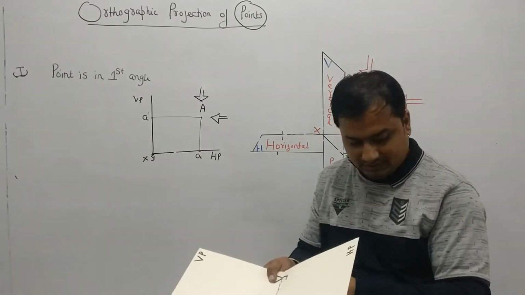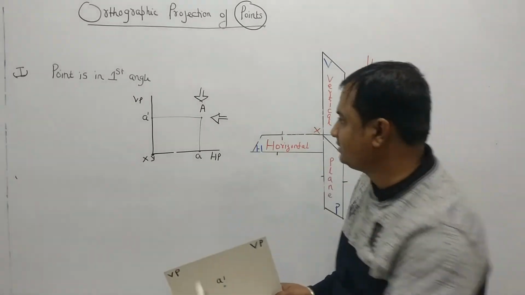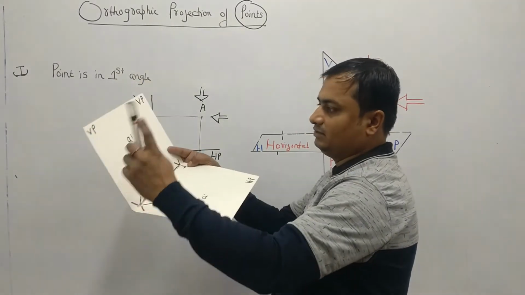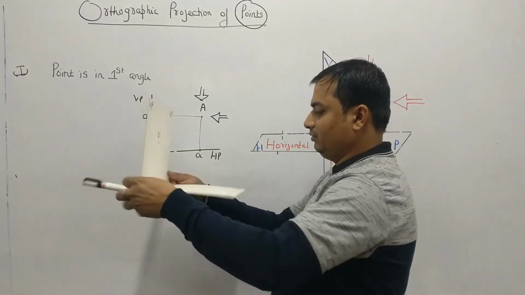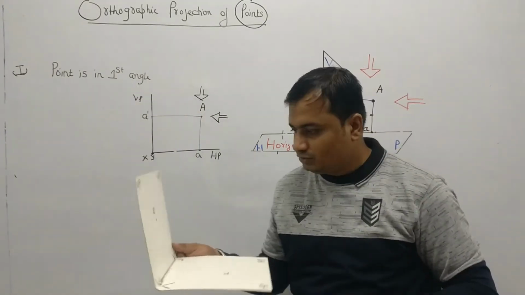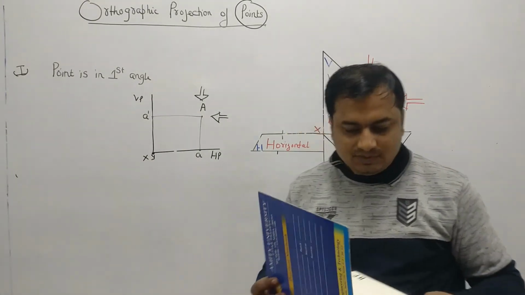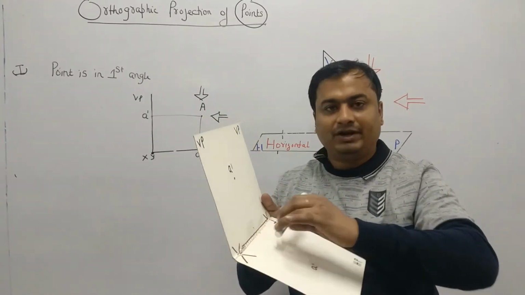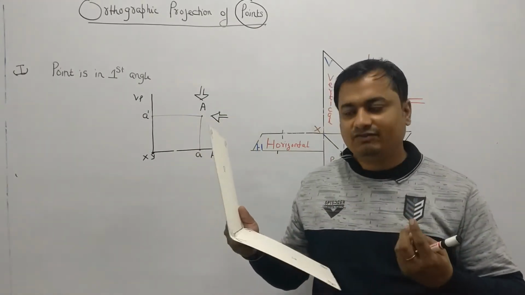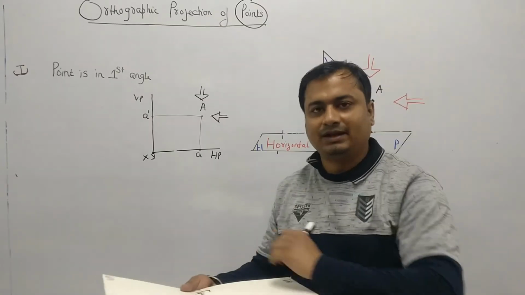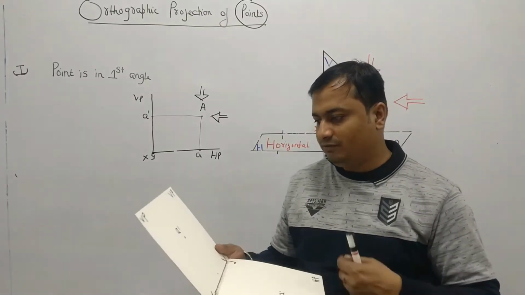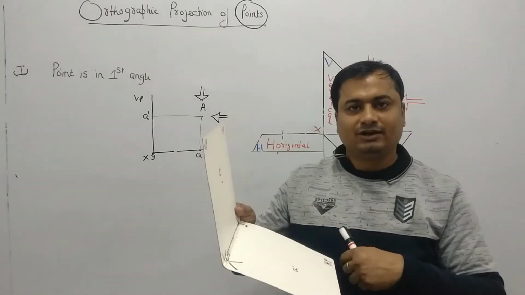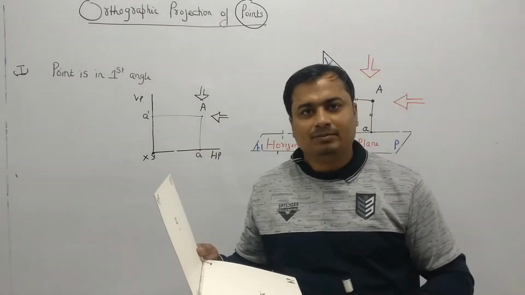The same thing you can see here also. This is my A dash on the VP, and the A will be on HP. Now what is going to happen? Basically, these are two planes perpendicular to each other, but we are dealing with a sheet, that is a single plane. Whenever we have to draw this projection, we have to convert these two planes into a single plane, then only we will be able to draw manually on our sheet.